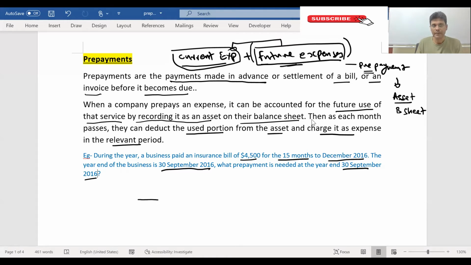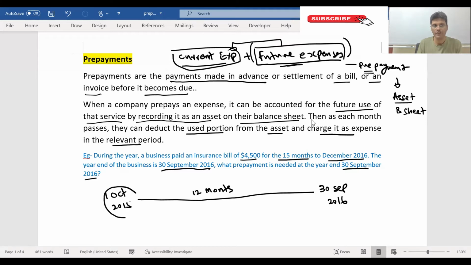So this is the year end, 30th September 2016. What is the beginning of the period? The beginning of the period should be 1st October 2015. So this is the 12 months period. This is the financial period of the business, 1st October to 30th September. Let's go through the question again.